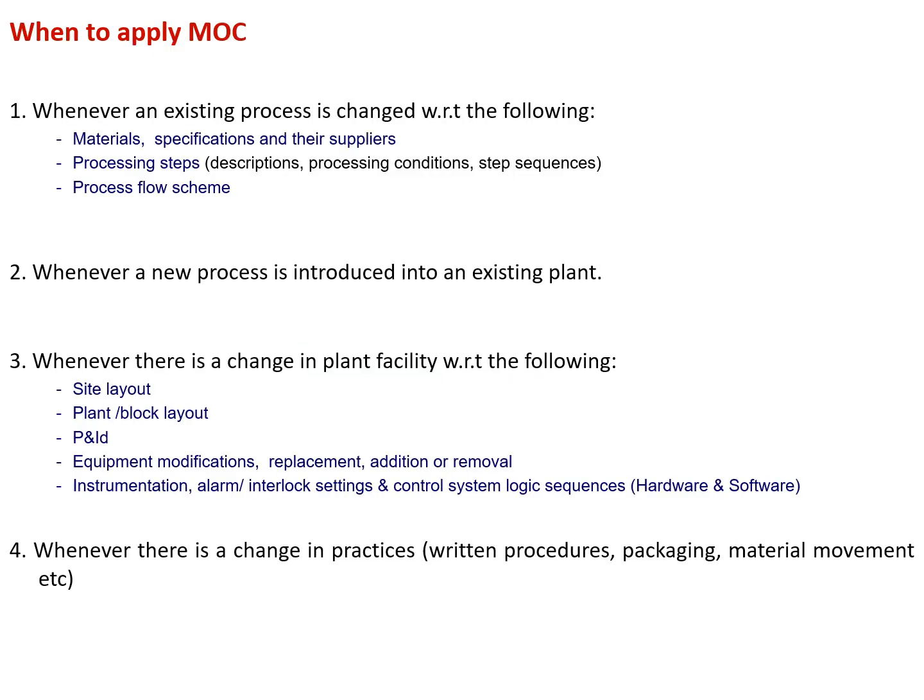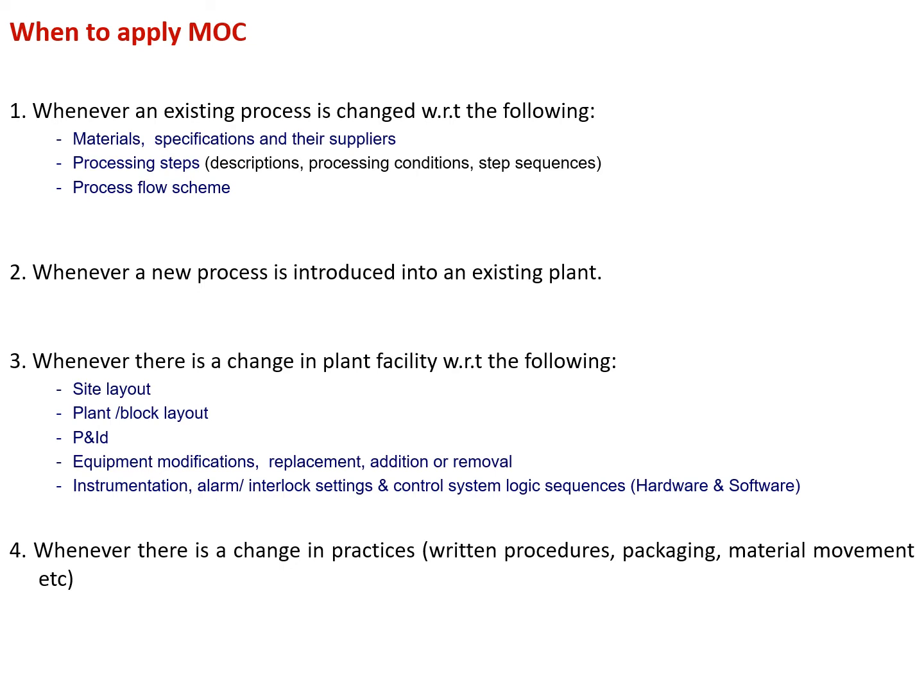Where is the MOC applied? Firstly, whenever an existing process is changed with respect to the following: materials, specifications, and their suppliers. Second, the processing steps, descriptions, processing conditions, step sequences, process flow scheme. Thirdly, whenever a new process is introduced into an existing plant.